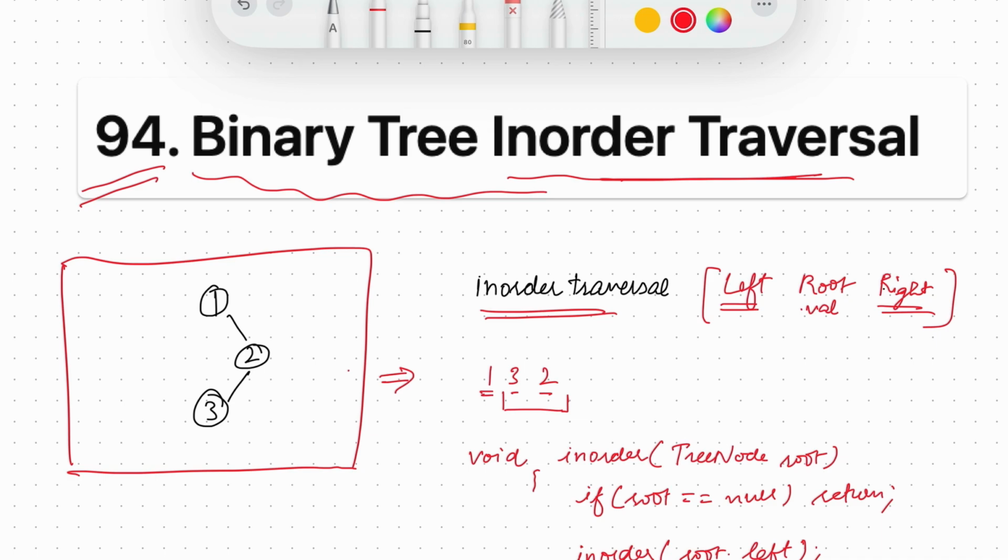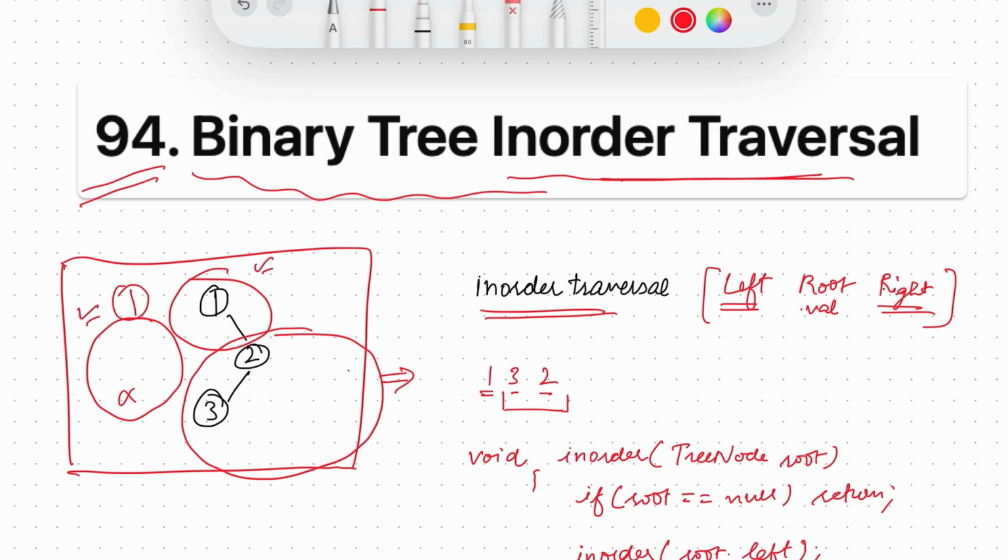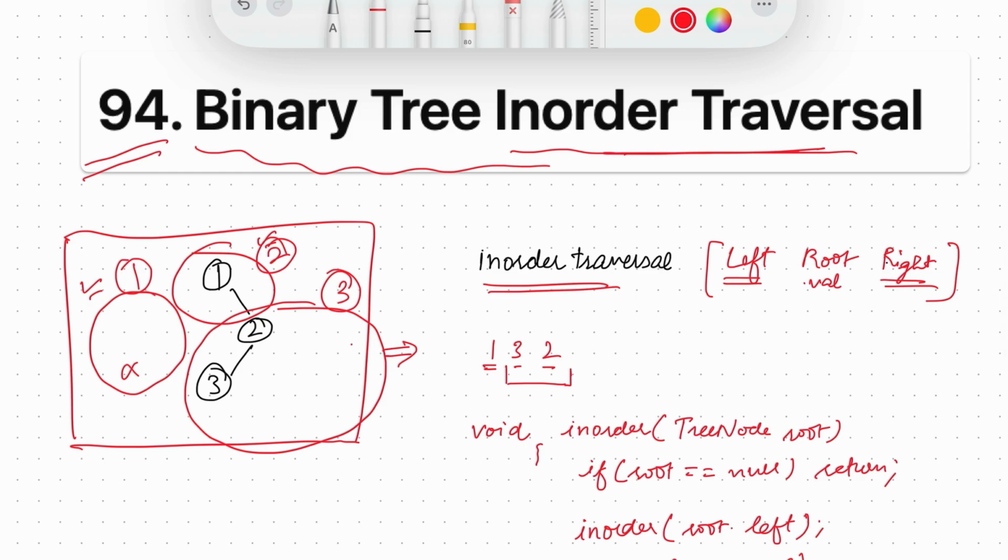In the in order traversal, let's say this is our tree. So this is our root and this is the right subpart and the left subpart is null. So in this in order traversal, firstly we are going to process left part, then root part and then right part. So this is our in order traversal.